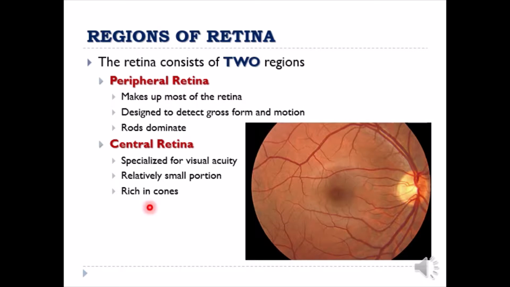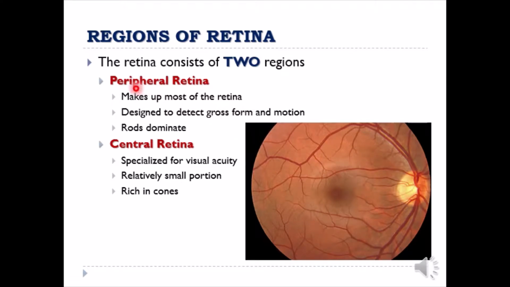Now we come to the different regions. Regions are nothing but parts of the retina. If you look at this picture, this is how our retina looks when we look through the pupil of a patient. You will not be able to see the different layers of the retina, we can only see the retinal surface. This retinal surface is closer to the vitreous, right?